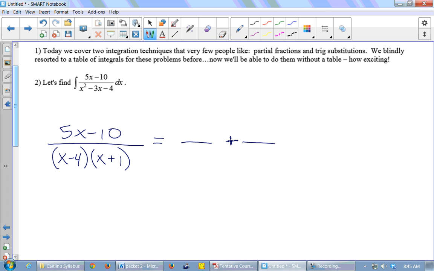All right, so the denominator is going to be the clue about what this decomposition is going to look like. That's what they call this, partial fraction decomposition. All right, so if I have one factor, it will be one of my denominators and the other factor will be my other one.